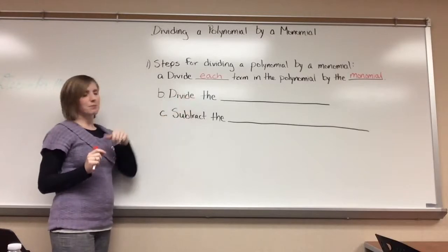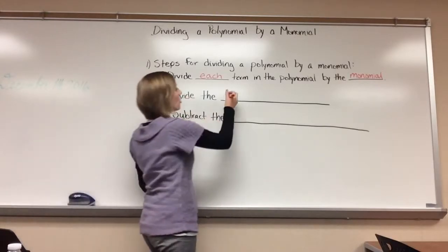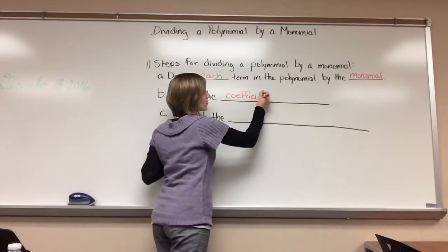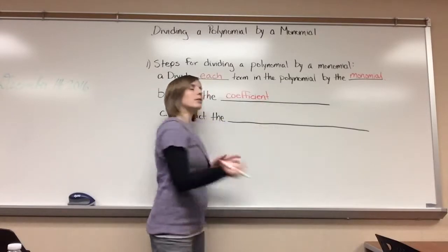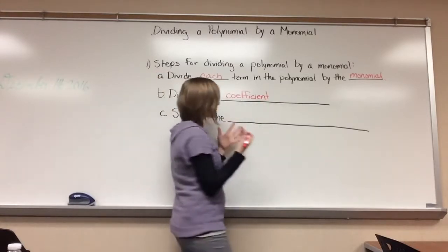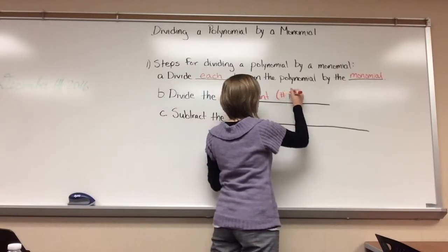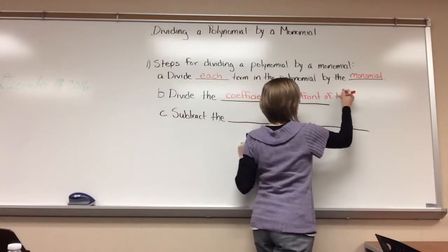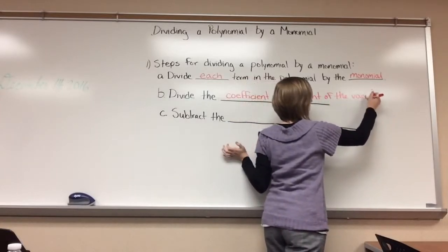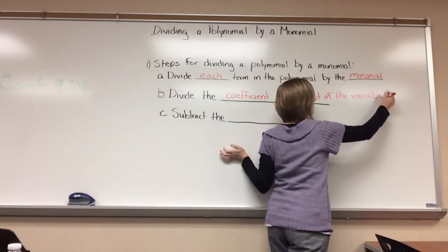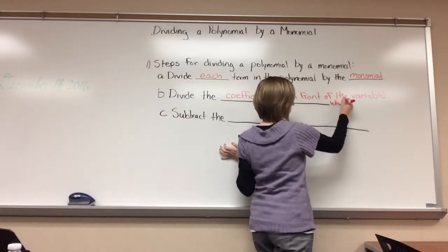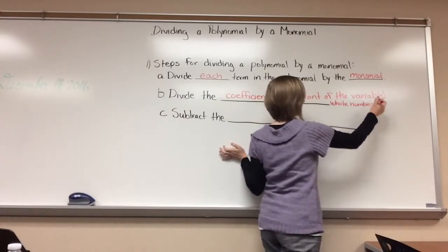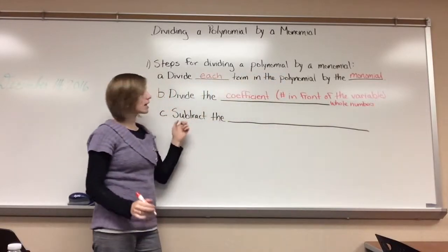For B, our next step, we're going to divide the coefficients. That's a word that we've talked about before. Remember, coefficient is just the number in front of the variable, all right? For us today, those are just going to be whole numbers. We're going to be dividing those like normal. It's going to be a division problem. Divide those front numbers, all right?